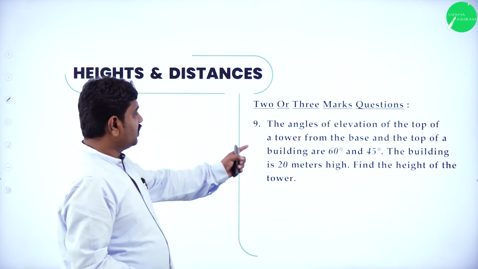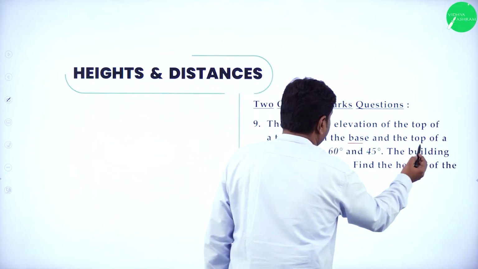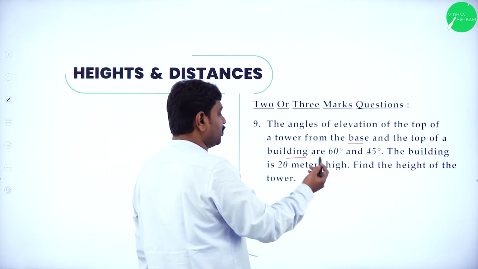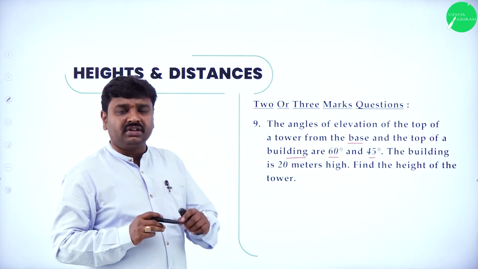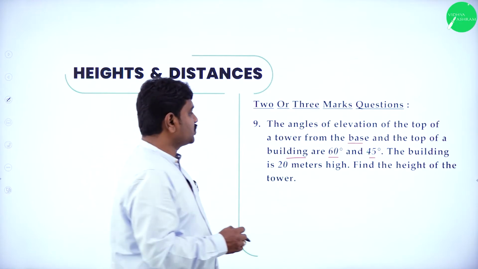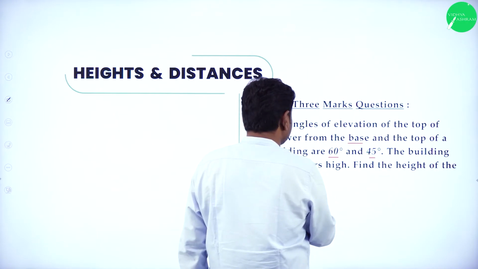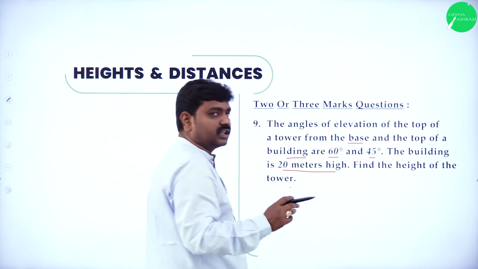Next, the angle of elevation of the top of a tower from the base and top of a building, 60 degrees and 45 degrees. There is a tower. We are seeing the tower from the base of the building and the top of the building. It makes two different angles of elevation, 60 and 45 degrees. The building is 20 meter high. The height of the building is also given. Find the height of the tower.